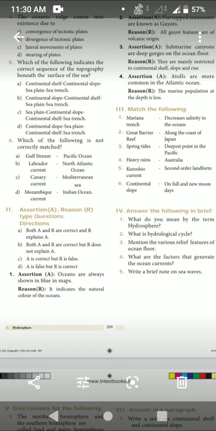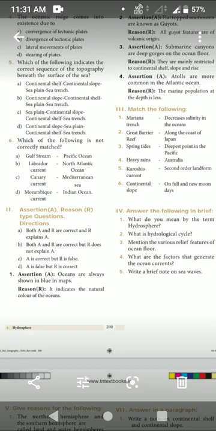Next one, mention the various relief features of ocean floor. The ocean basins are characterized by the following major relief features: continental shelf, continental slope, continental range, deep sea plain or abyssal plain, oceanic deep and oceanic ridge. These are the various relief features of ocean floor. Once again, I am revising. What are the various relief features of ocean floor? That is the continental shelf, continental slope, continental range, deep sea plain or abyssal plain, oceanic deep, oceanic ridge.